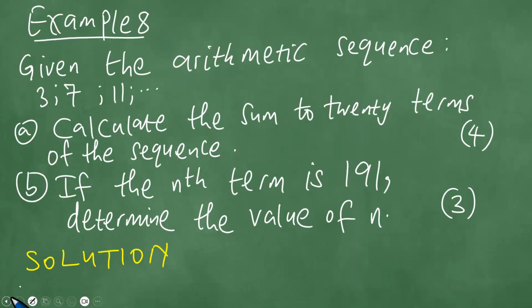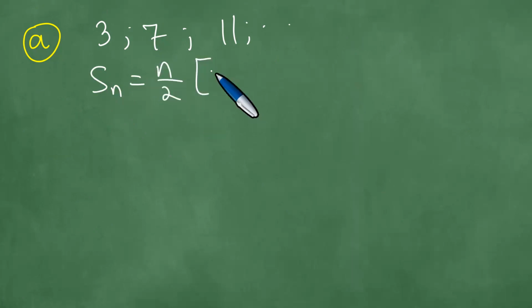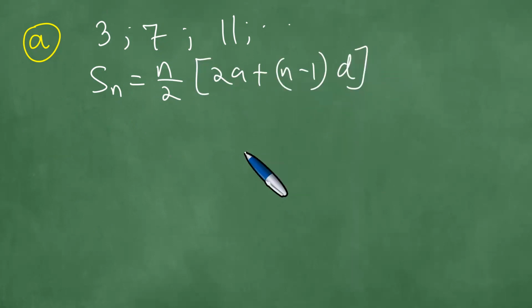But what do we want? The sum to 20 terms. But it's arithmetic. So what is the sum formula? They're saying we must find the sum. What is the formula? N over 2 into bracket 2a plus n minus 1 into the common difference d. That is the formula.